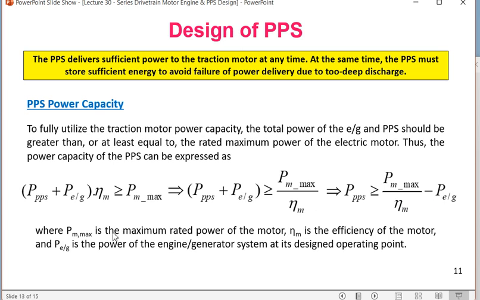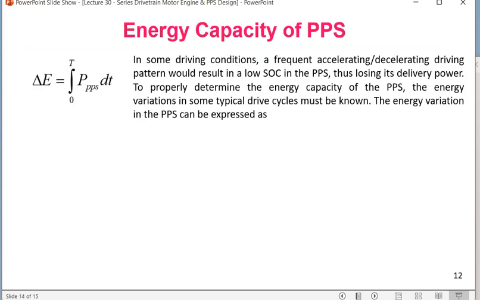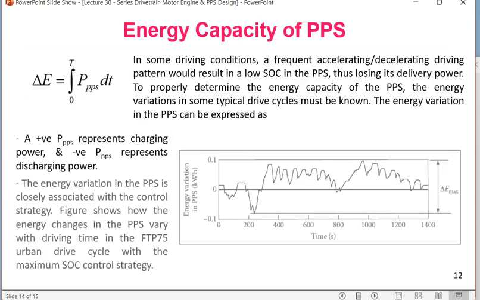PM max is the maximum rated load power of the motor. That means this is the maximum power that the vehicle motor can expect from both sources together, that is the engine source and the PPS source. Eta m is the efficiency of the motor, PEG is the power of the engine generator, and PPS is the power of the peaking power source. So that much was enough actually.